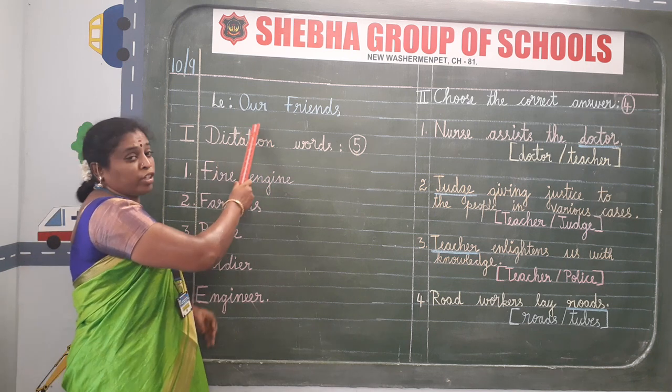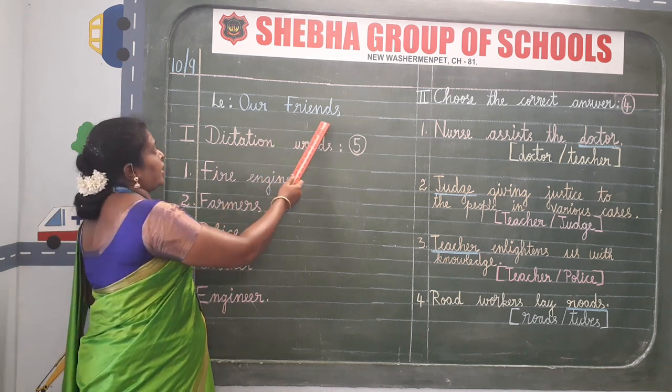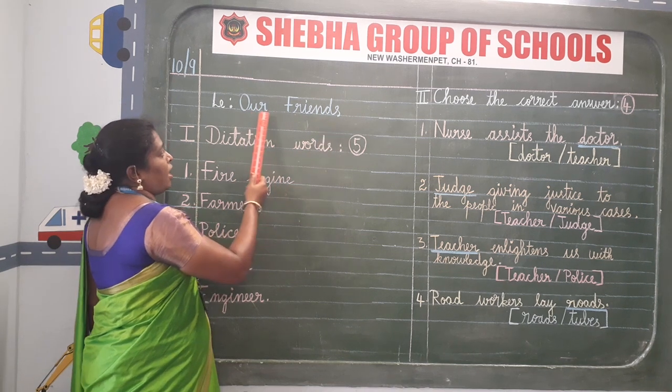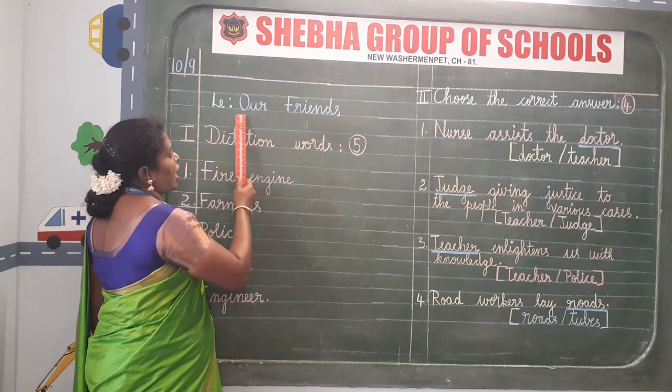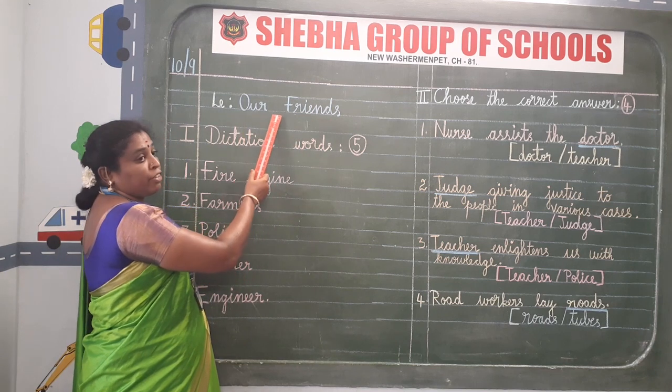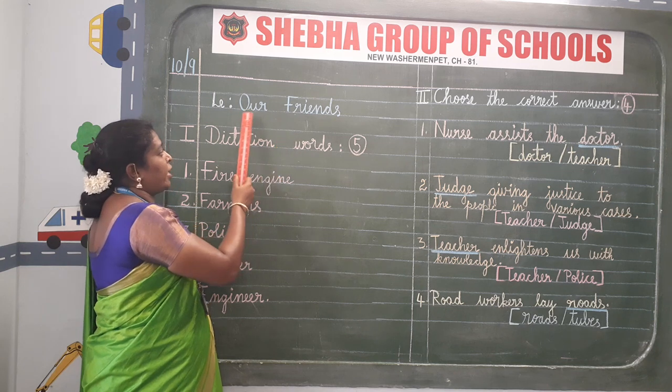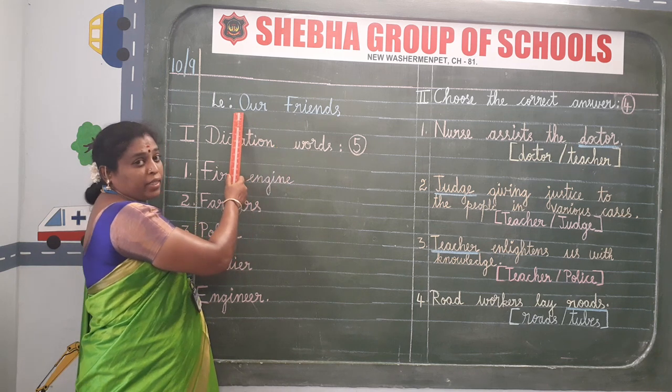Now we are going to write the heading of the lesson. The lesson name is Our Friends. Start with a capital letter, leave finger space, again capital letter. Okay, children, always the heading must be written in capital letters.